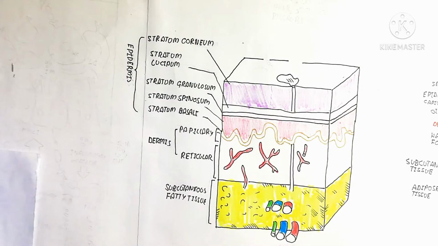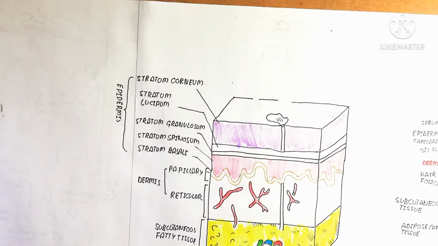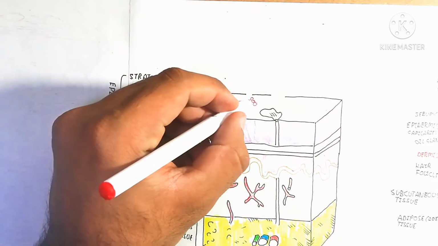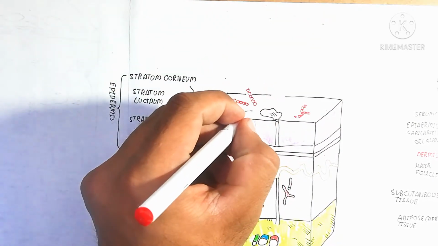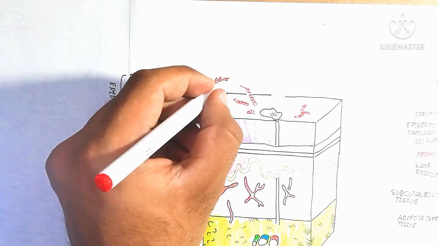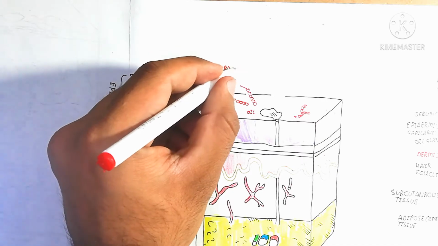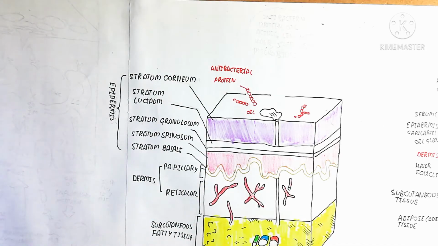But the reticular region contains a net-like structure of veins and arteries. So that's the dermis. And on the other hand, below the dermis is the subcutaneous fatty tissue. The subcutaneous layer is made up of adipocytes. So remember that the yellow color is showing the adipocytes.